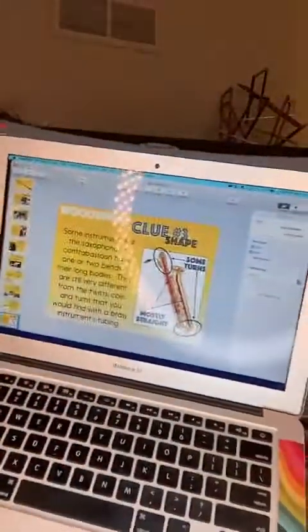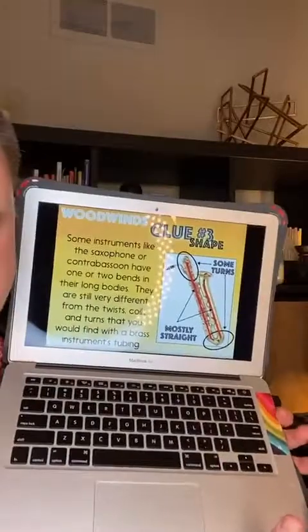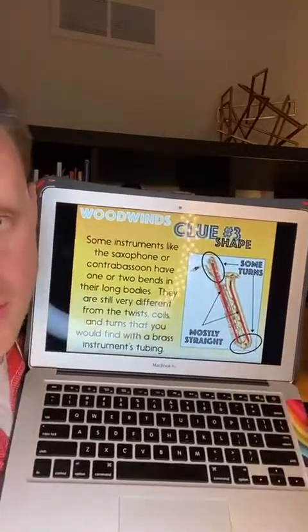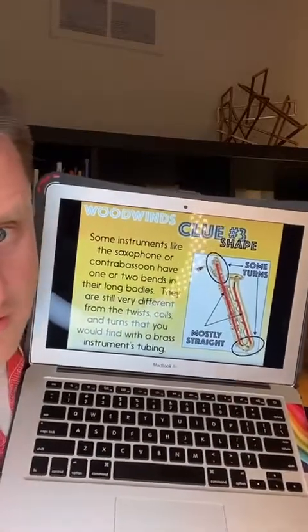Then we talk about the shape. Oh right, the tubes. The brass instruments have tubes, all those coils and spins and whatever. Woodwind instruments are almost always one long straight tube. Regardless of what it is, even though, like this one, I show them the saxophone, there are some turns at the end, right? Some little turns here. For the most part, it's just one long straight tube, and that's it.